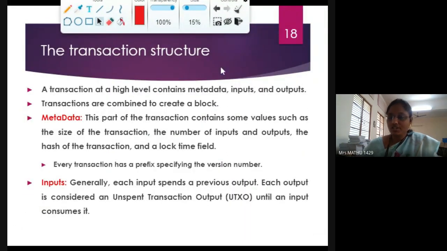The transaction structure we'll see in the next class. It's time, so let me take the attendance. Kindly give your attendance.